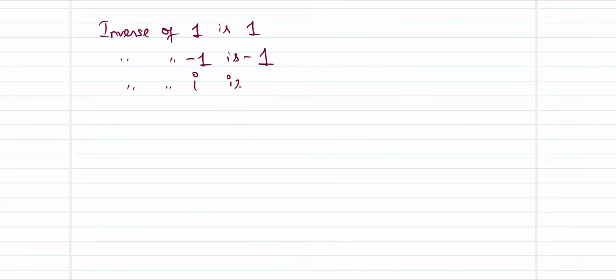So I move to say that the inverse of 1 is 1, the inverse of minus 1 is minus 1, the inverse of the element I is going to be minus I, and the inverse of the element minus I is going to be I. So I know that the existence of inverse is going to be guaranteed.